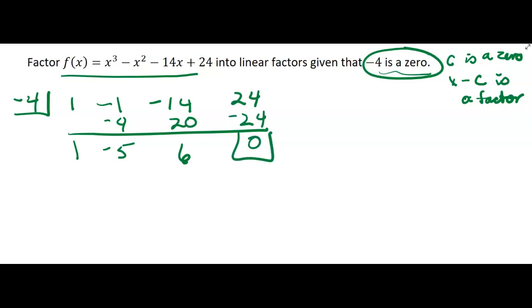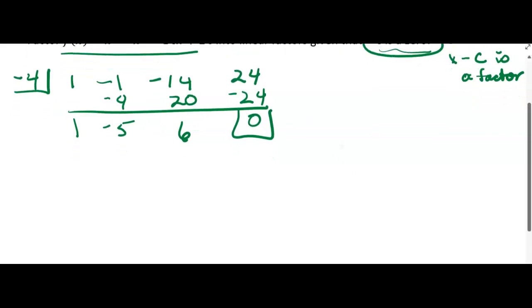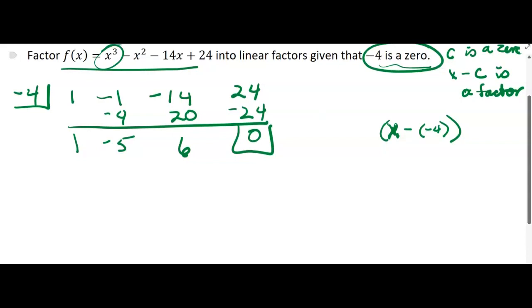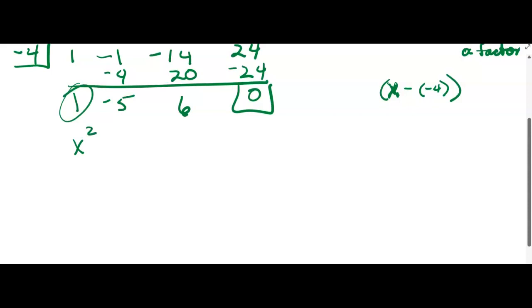Now, that means that when we think about the factors, x minus a -4 is going to be one of the factors because -4 is a 0. So sometimes that part's confusing. But the other thing is, now that our original was an x cubed, we're down to an x squared. So that's 1x squared minus 5x plus 6, and we want to factor that. Well, we can factor that. It factors into x minus 2 and x minus 3.